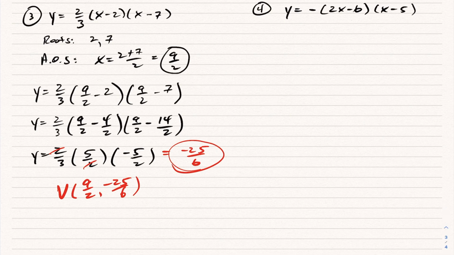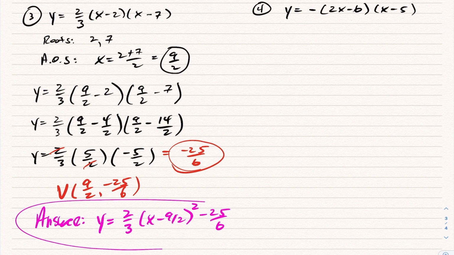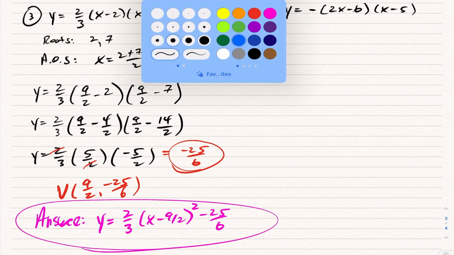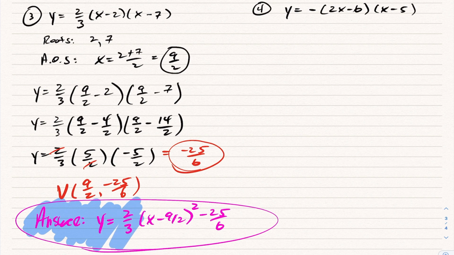So putting this together, we can have our answer. And the answer for this quadratic is y equals 2/3 (x minus 9 over 2) quantity squared minus 25 over 6. And again, notice how much more difficult this would have been if we had to complete the square on this, right? Working with 9 over 2's and fractions of that nature can be a lot more difficult. So again, this was in proper factored form, and as we saw here, the 2/3 was the same a value for our vertex form.